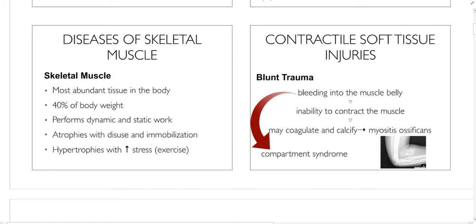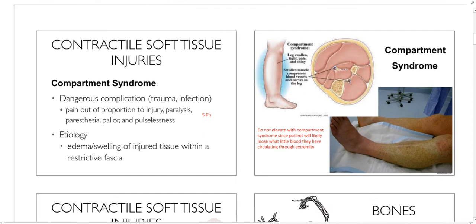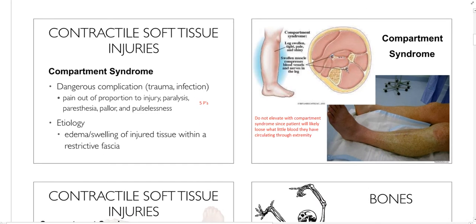The bleeding into the muscle belly can also lead to swelling and trapping of the blood in the muscle, which can lead to compartment syndrome, which we are talking about now. So this is a very dangerous complication of trauma and infection, and we can assess for it based off the 5 P's. So pain out of proportion to the injury, paralysis, paresthesia, pallor, which is just like paleness, and pulselessness.